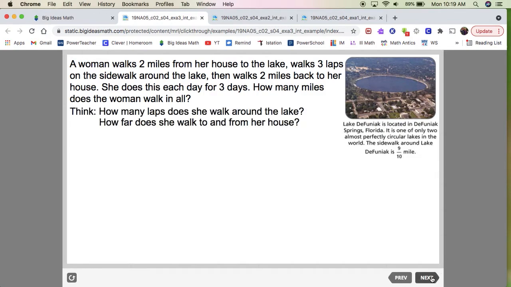So we think about the laps that she's walking around the lake. We think about how many days she does this, how far she walks to and from her house. Okay, so she walks 2 miles from her house to the lake. So that's 2 miles. Then she walks 3 laps around the sidewalk around the lake. Then she walks 2 miles back to her house. And she does this each day for 3 days. How many miles does the woman walk in all? So there's the 2 miles that she walks to the lake.